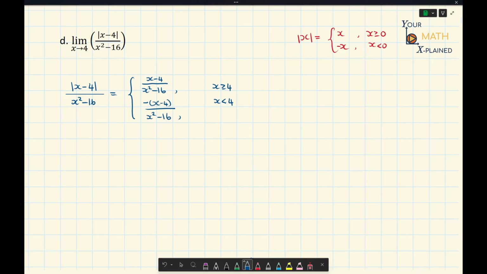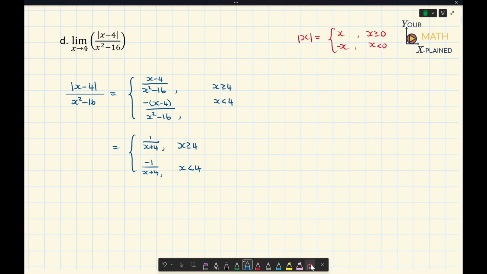And we can actually simplify each of them because our denominator is a difference of squares. If we factor the denominator, that would be x minus 4 times x plus 4. So the first piece is going to be 1 over x plus 4, for x greater than or equal to 4. And the second piece is going to be negative 1 over x plus 4, and this would be for x less than 4.